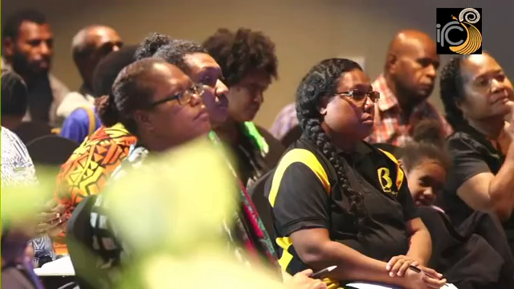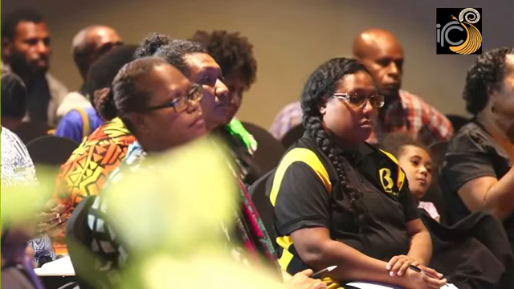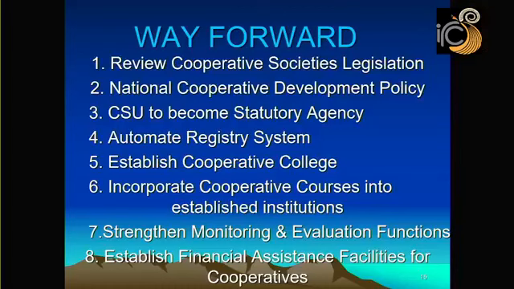So, way forward: first, corporate society registration. Number two, national cooperative development policy. Number three, CS to become a strategy agency. Number four, automation of the registry system. Automation is one of the important things that cooperatives are looking at now. We are already moving into a system of automation, so when you lodge our application, it will go straight to scan and it will come into a system.